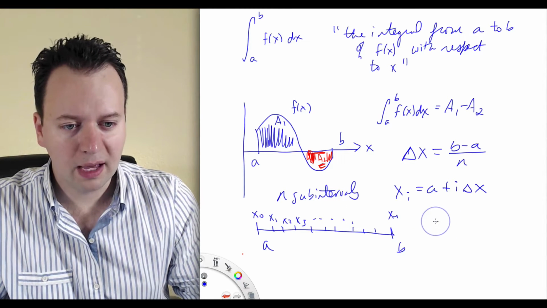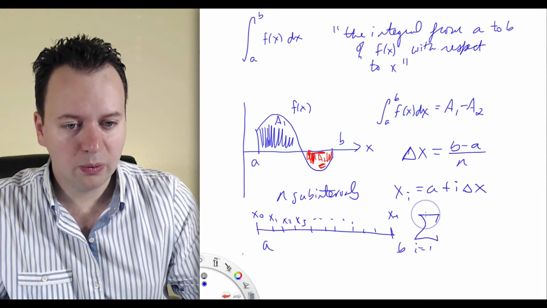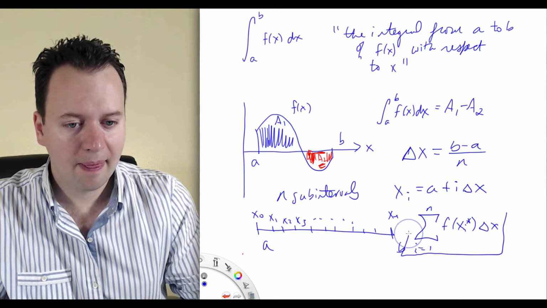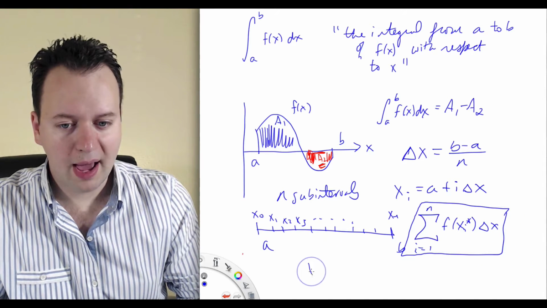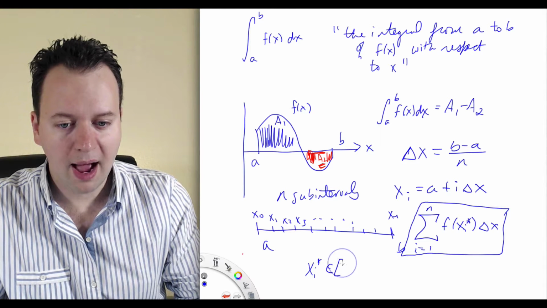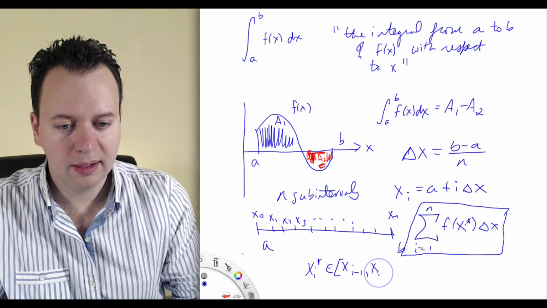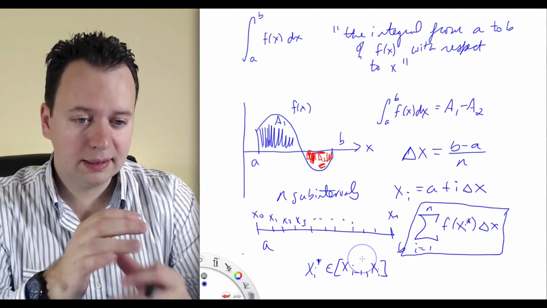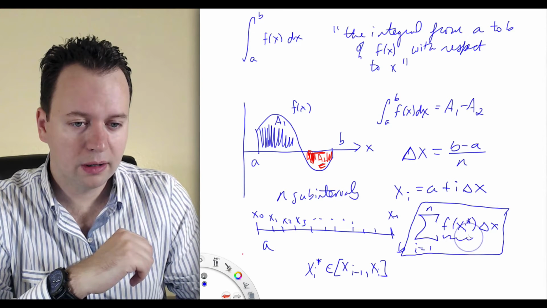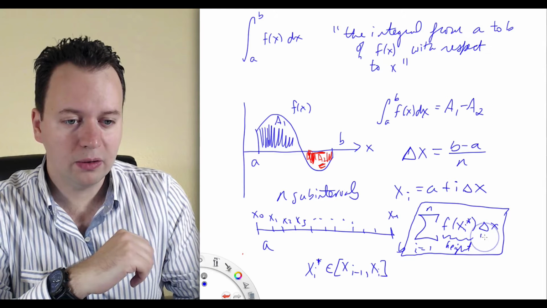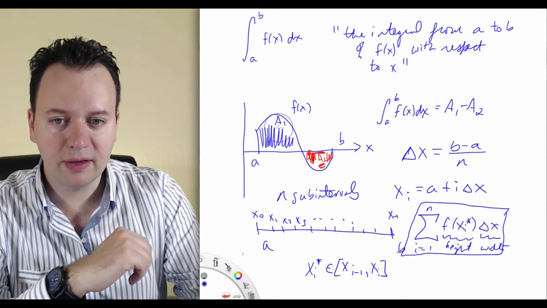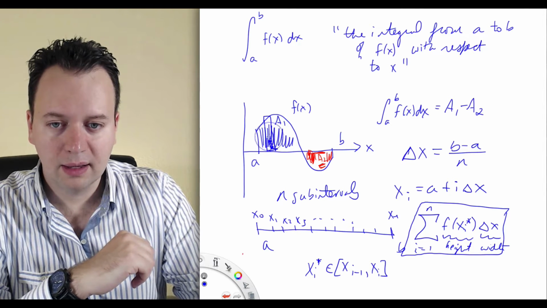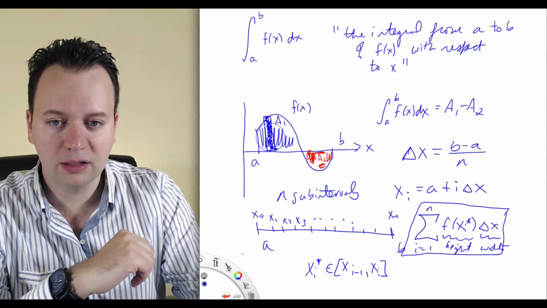And then we said our Riemann sum was the sum from i equals 1 to n of f of xi star times delta x. And xi star is some point on the ith subinterval, so it's some point between xi minus 1 and xi. It's any point on that subinterval. The idea is that f of xi star is the height of our ith rectangle, and delta x is the width. So when we multiply these two together, we get a rectangle like this, and we look at its area, and we add up the areas of all n rectangles.